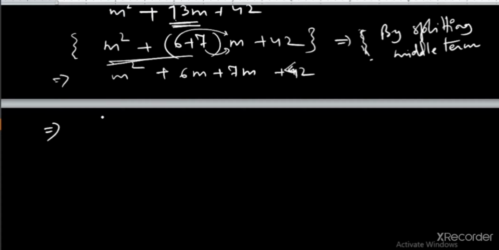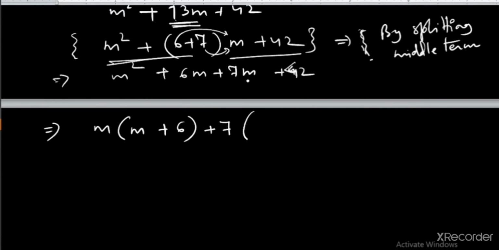Then again, what will you do? You are just going to make the pairs out of it. It will give you m square plus 6m, and this is 7m plus 42. When you are going to take out m common out of this, you are getting m as common. Take m outside. 1m will be remaining here, so m inside plus, here 1m has gone out. So what is remaining? 6. Because after taking out common, whatever is left, we put it into the bracket. Next, plus. You can see 7 is common out of these. So let us take out 7.